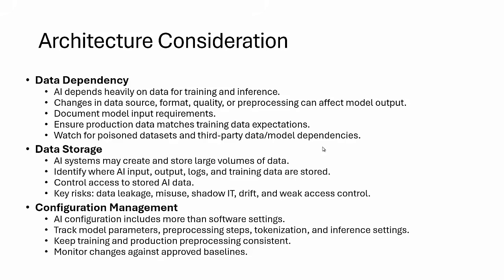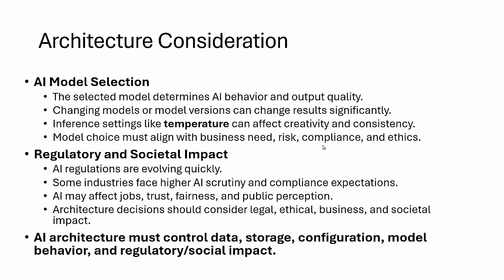Another important thing, how do you select the model? So AI model selection is also very important. The most important part we look for is inference settings. As I said, the model is the most important part of AI. Now the question is, what should be the factor based on which we select the model? You should select the model which aligns with the business need, risk, compliance, and ethics.